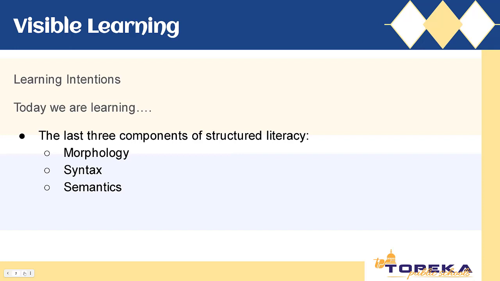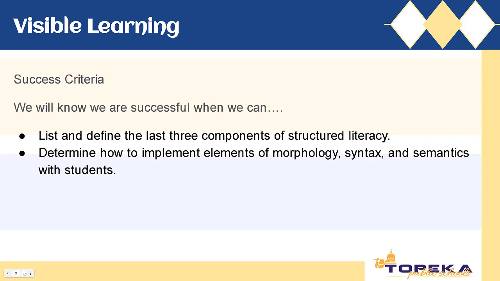Let's begin by looking at our success criteria and learning intentions for this session. Our learning intention is as follows. Today we are learning the last three components of structured literacy. These are morphology, syntax, and semantics. We will know we are successful when we can list and define the last three components of structured literacy and determine how to implement elements of morphology, syntax, and semantics with students.